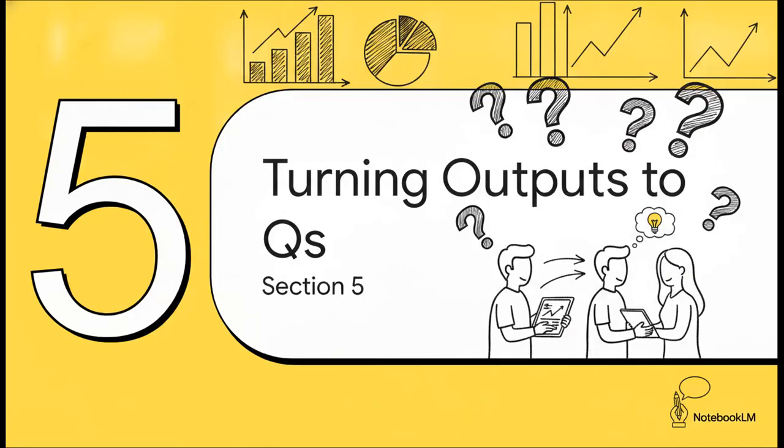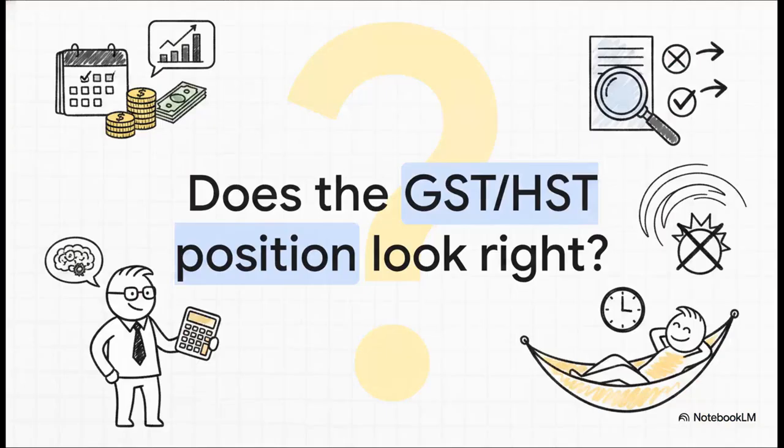Section 5. Turning outputs into questions. Now we shift to the truly empowering part of our tour, how to use all these outputs to collaborate effectively with a professional. Reviewing early means you can take your output and confidently ask your accountant, hey, does this GST/HST net owing or refund position actually make sense based on my recent sales and expense activity? Finding a discrepancy now is going to save everyone a massive headache later.